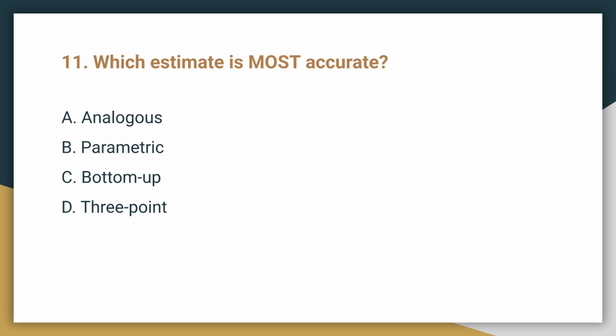Question 11. Which estimate is most accurate? The most accurate estimate is C, bottom up. This technique provides the highest accuracy when detailed scope information is available.